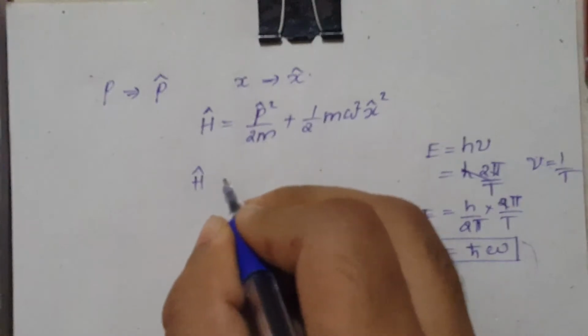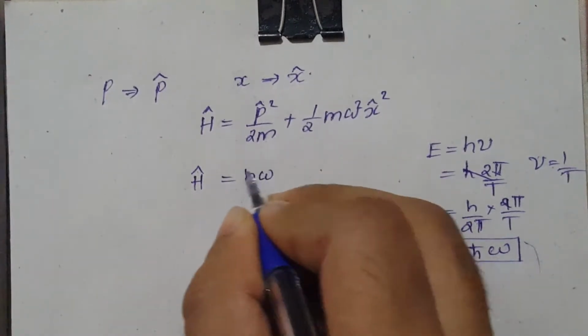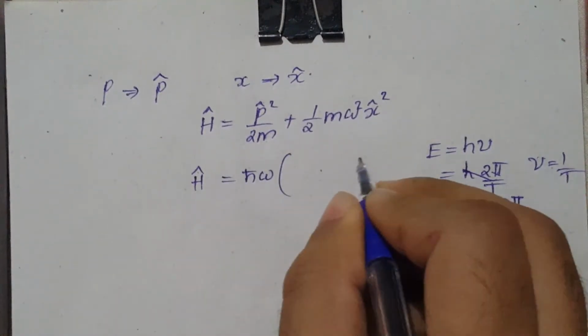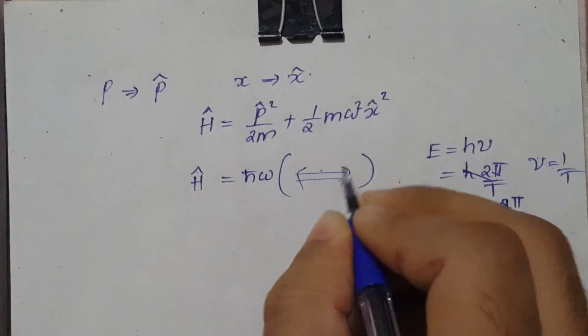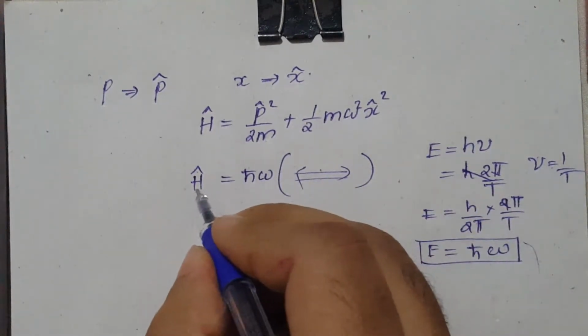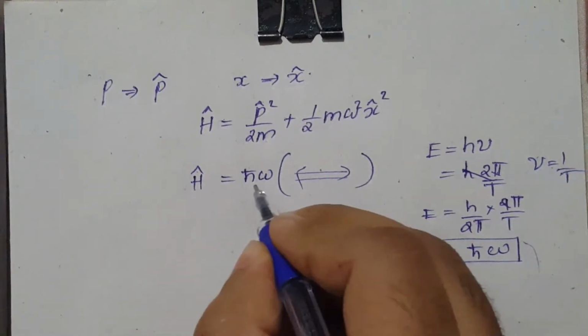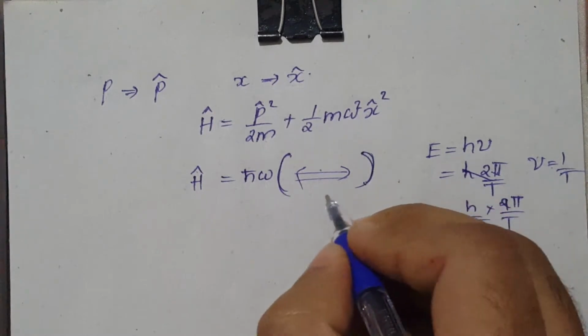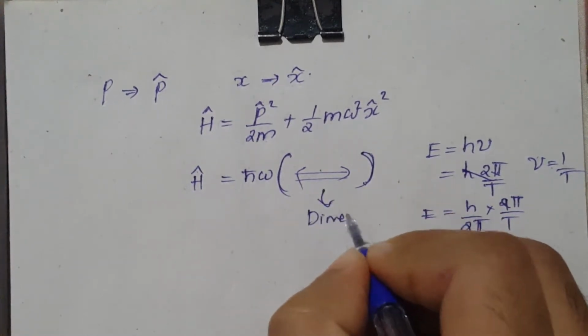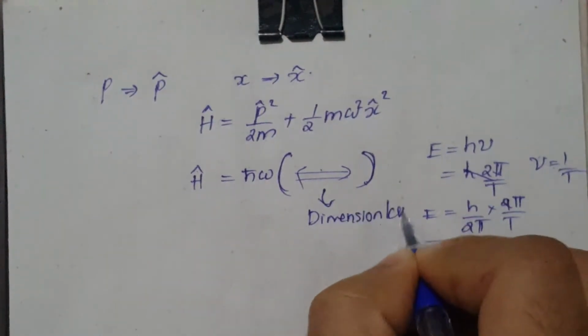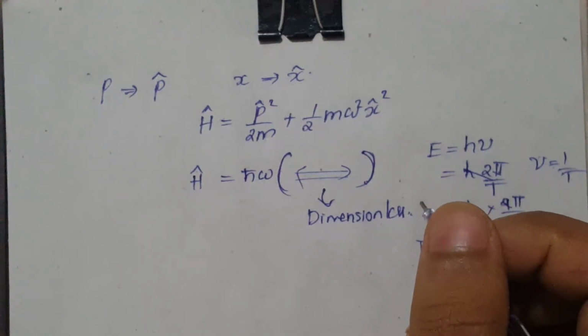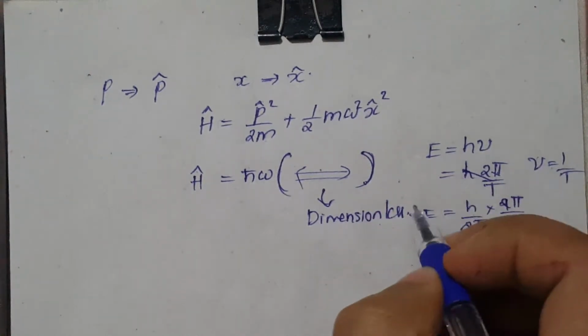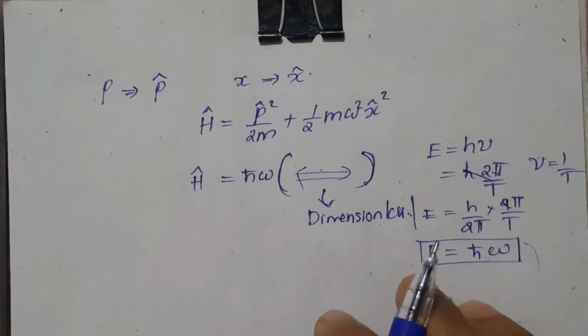So suppose we are able to write the Hamiltonian as some h cross omega times something. Okay, but we know that since the Hamiltonian has the dimension of energy, this h cross omega also has the dimension of energy, then whatever it is here should be dimensionless. Yeah, let's see what we can do.